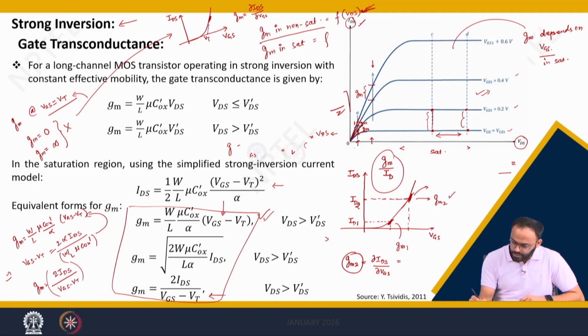So, this is what you want, this is desired, you want higher gm, but this is what you are actually paying the cost for, because the current is also more. So, you should have a proper trade off, what you are actually looking for.